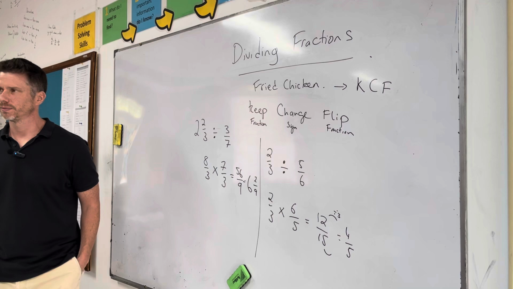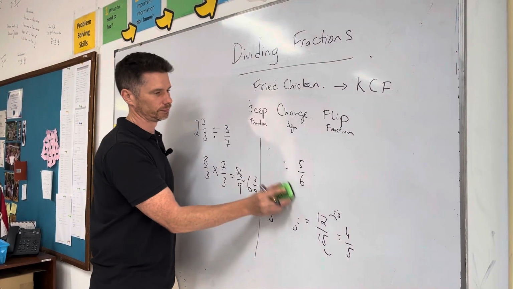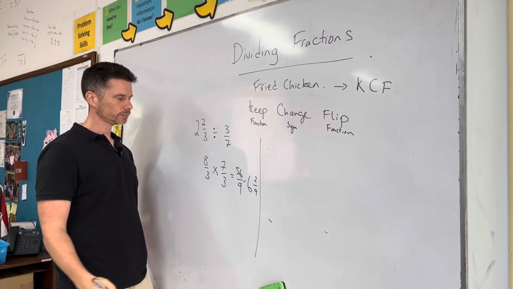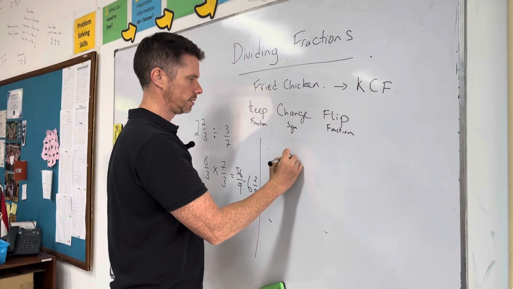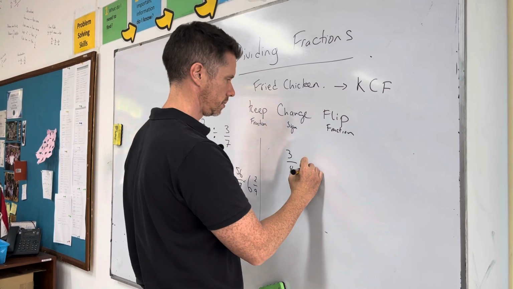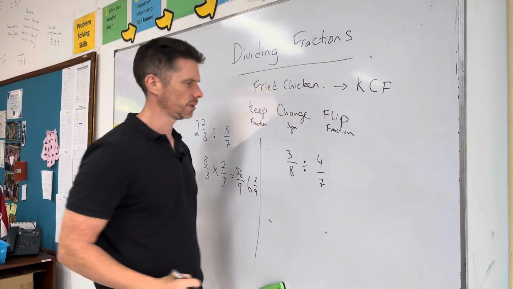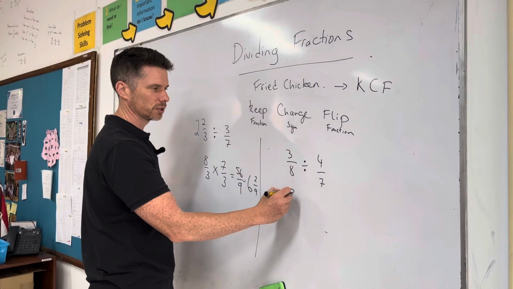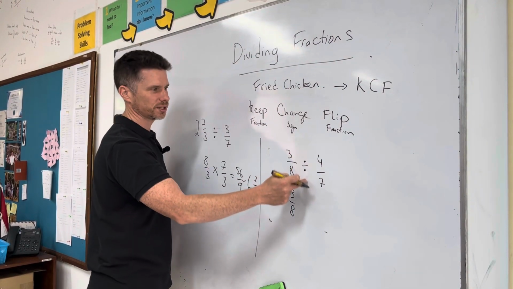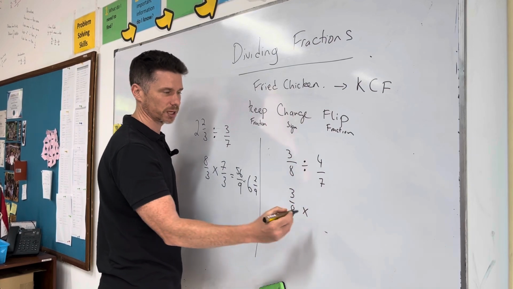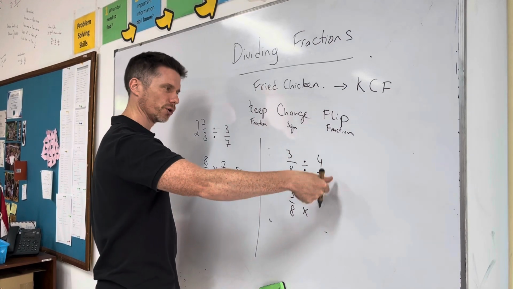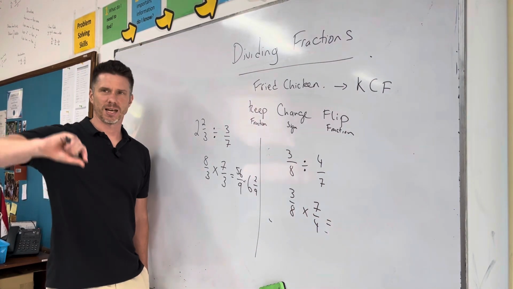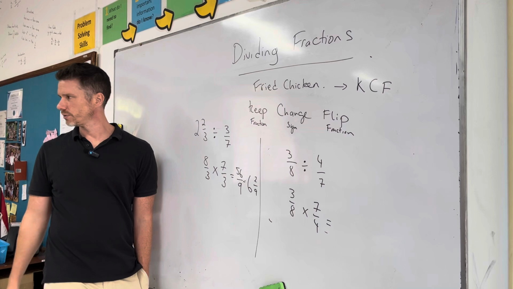One final example. What's 3/8 divided by 4/7? Keep the first fraction, change the sign from division to multiplication to make it easier for ourselves. But if we've done that, we must also change the second fraction. Flip it from 4/7 to 7/4.